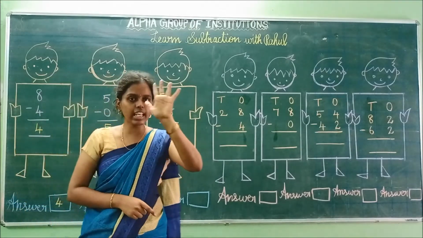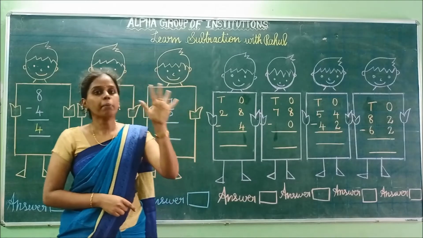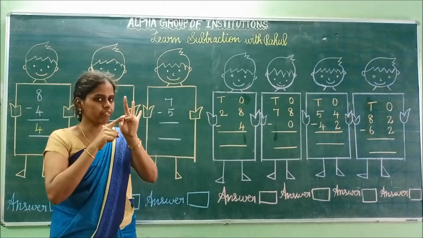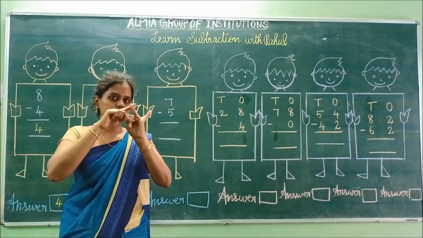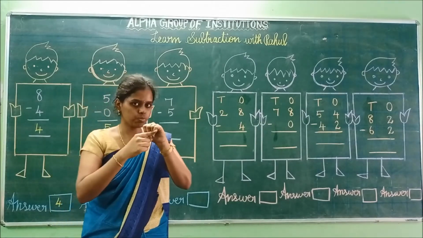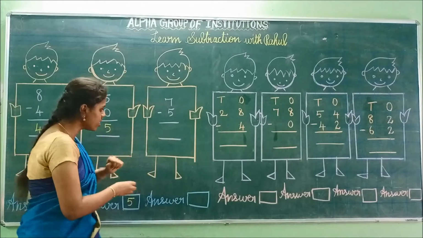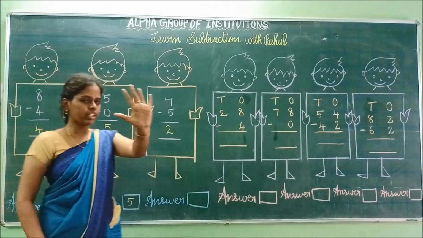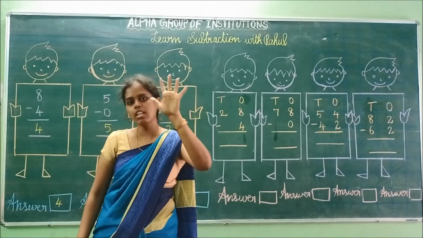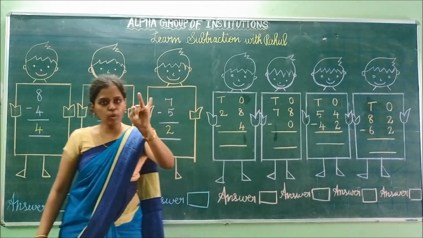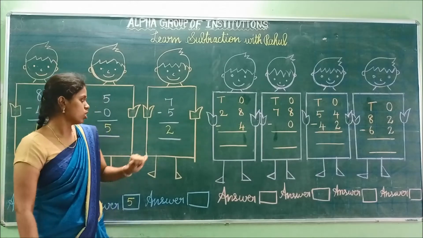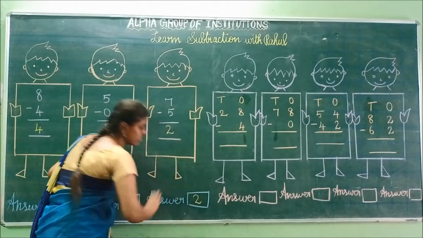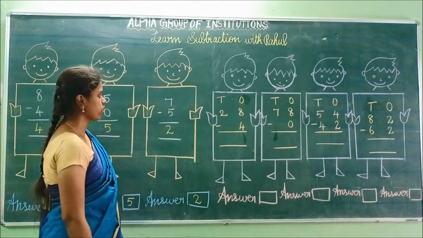7 in the mind, take 5 in the finger. Before 7, 6, 5, 4, 3, 2. So your final answer is 2 here. 7 in the mind, take 5 in the finger. Before 7, 6, 5, 4, 3 and 2. So your answer is 2. You have to write the final answer here as 2.